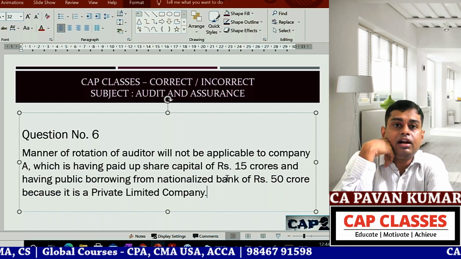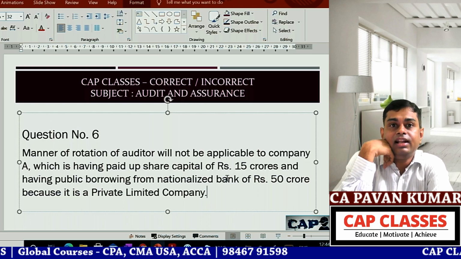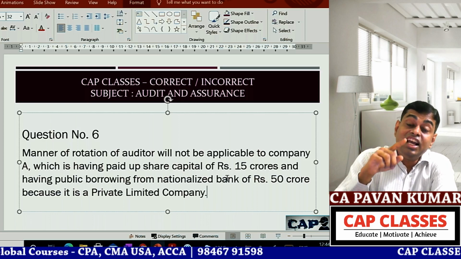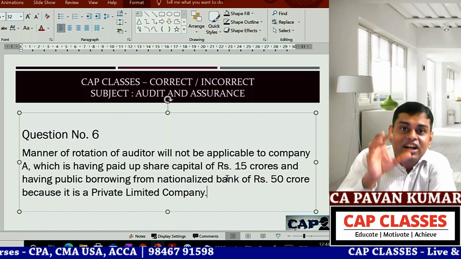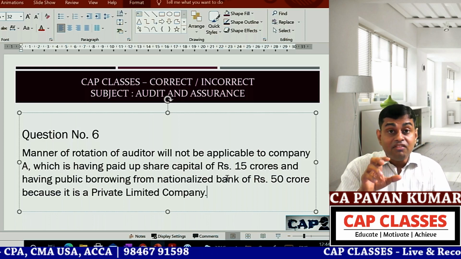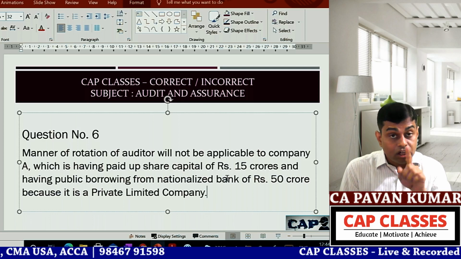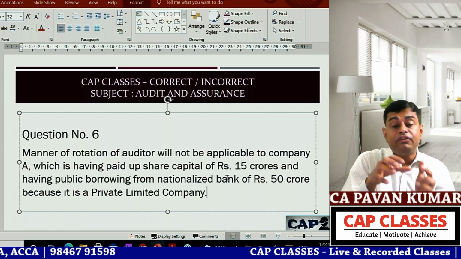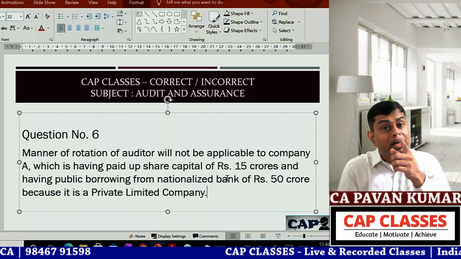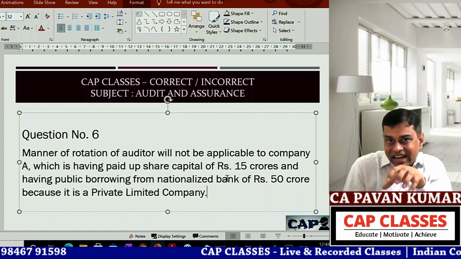Correct, sir. When you are telling all this, we are remembering this criteria is there everywhere, sir. In 177, it is not applicable to private limited companies. Corporate governance need not be there for private limited company because it is for listed public limited companies, all listed, and for other than listed public companies. That means unlisted public company criteria is given.